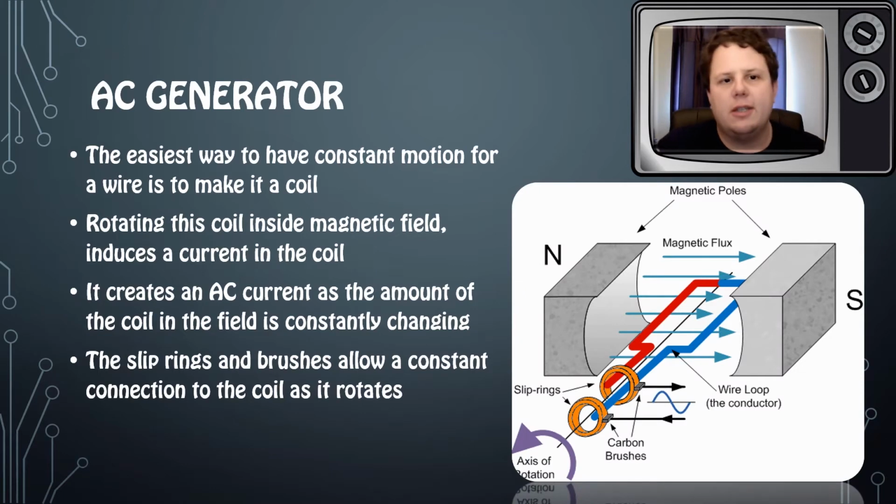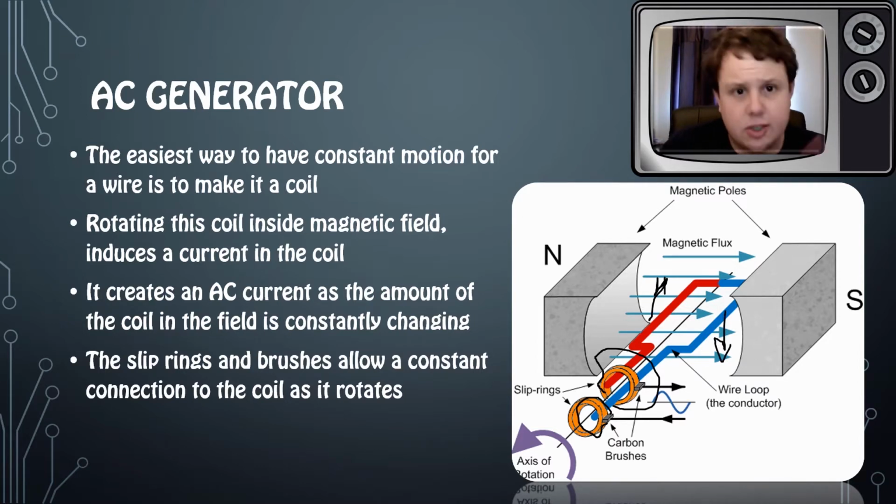So slip rings, if you look in the diagram, are connected always to one side of the wire or the other. So as this side goes up, the current will be induced one way. As this side goes down, the current will be induced the other way, and so on and so on.